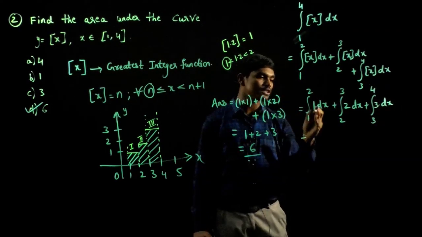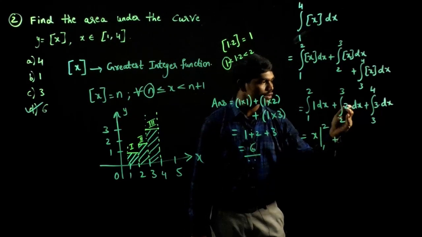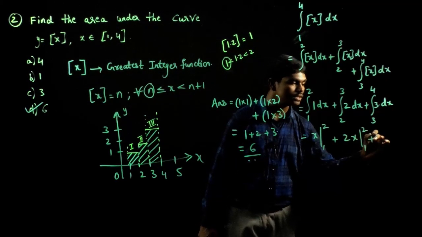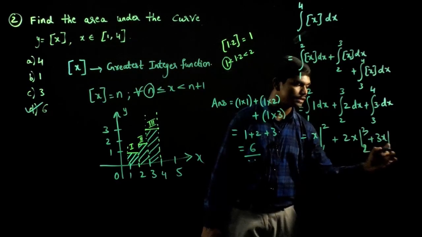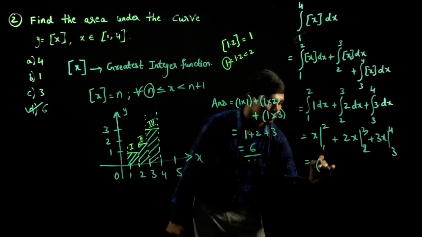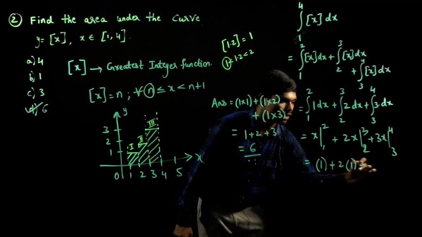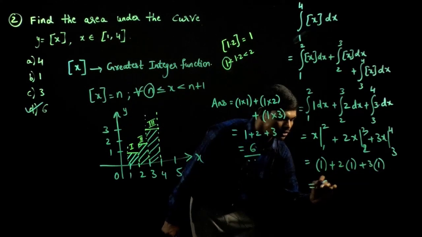So this is equal to the integration of 1, which is x, within the limits 1 to 2. This 2 is a constant, and the integration of 2 is 2x within the limits 2 to 3. Similarly, here 3x, and the limits are from 3 to 4. So 2 minus 1 is 1, plus 2 into 3 minus 2 is again 1, plus 3 into 4 minus 3 is again 1. So the answer is 6.